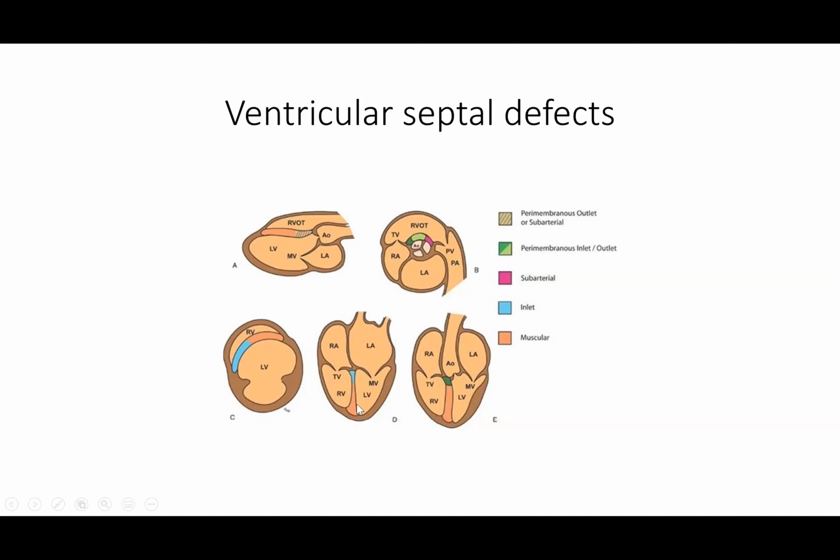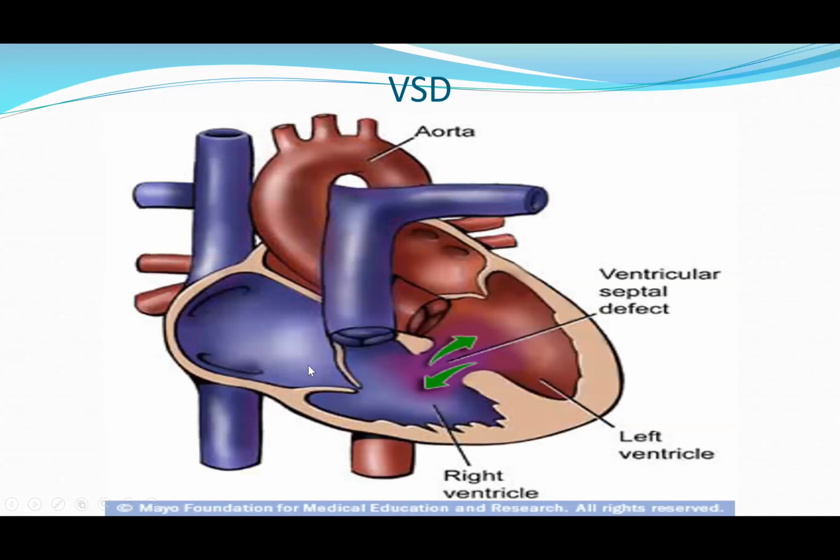But if it's a large defect, which can lead to pulmonary hypertension and Eisenmenger, then you have to close it. But before you close it, you do the PA banding. So this is a VSD.